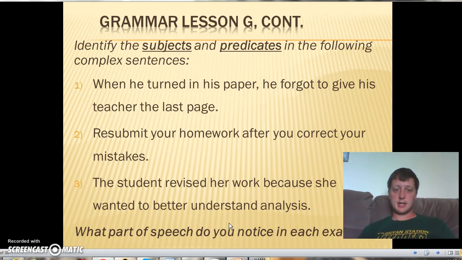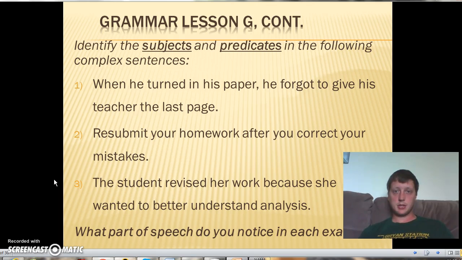Number three: the student revised her work because she wanted to better understand analysis. Two different subjects this time. The student, yes, and she. Now, she is the pronoun that replaces the student, so we call the student the antecedent. Good, you're catching on now. So the student, the subject, revised her work, that's the predicate, because she, again the subject, wanted to better understand analysis, the predicate.